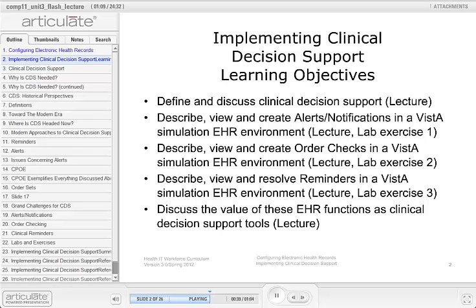Alerts or notifications, order checks, and clinical reminders are standard functions that one would expect to find in any electronic health record. The hands-on labs and exercises associated with this lecture provide instruction on the configuration of these three tools in order to implement clinical decision support features in an EHR.